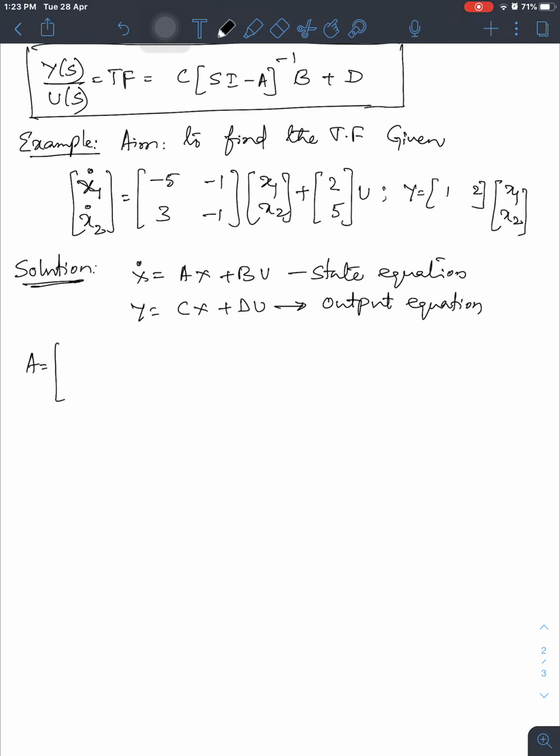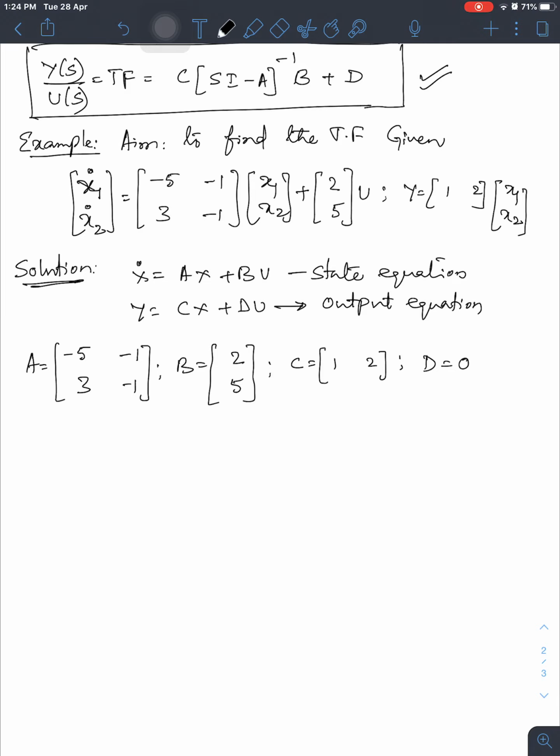Matrix A is minus 5, minus 1, 3 and minus 1. This is matrix A. Matrix B obviously is 2 and 5. It's very obvious. Matrix C is 1 and 2 and matrix D is 0. Alright, so we have these four matrices. Now we may have to use this expression of transfer function and evaluate.